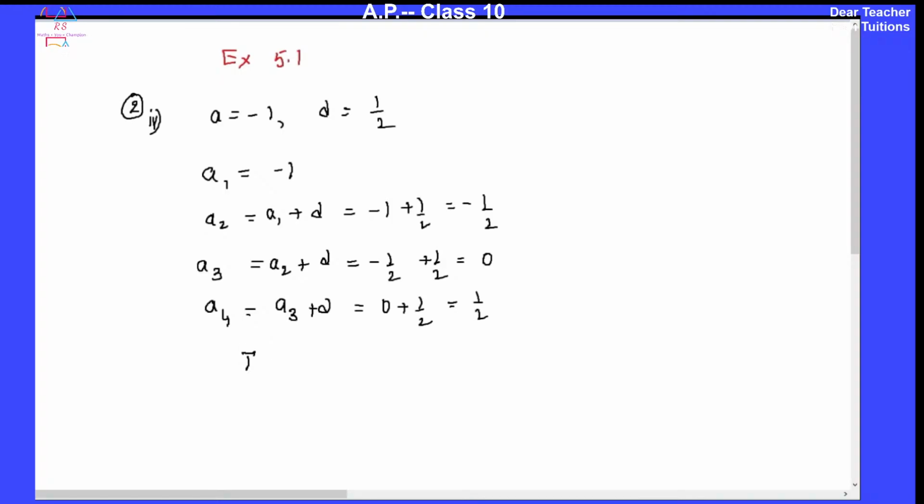So the first 4 terms are minus 1, minus half, 0 and half. This is how you have to do it. So practice the rest of the problems by yourself. Let me go to the third question.